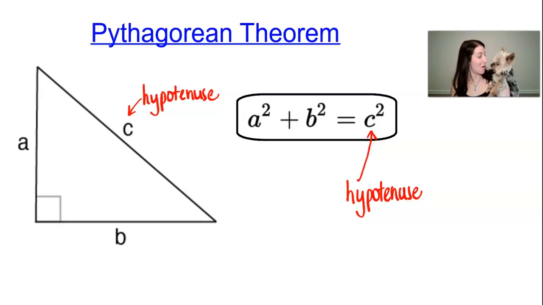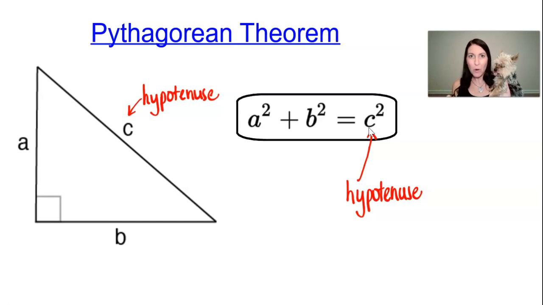Molly and I are here to talk about one of our favorite theorems, the Pythagorean Theorem. The Pythagorean Theorem is a squared plus b squared equals c squared. And Molly wants to remind you that c is always the hypotenuse.